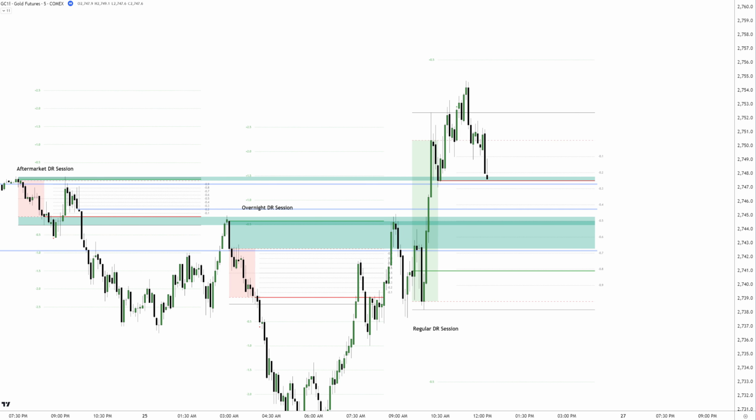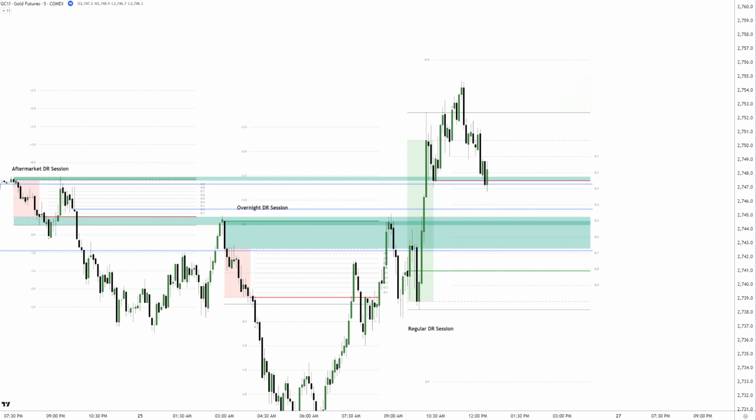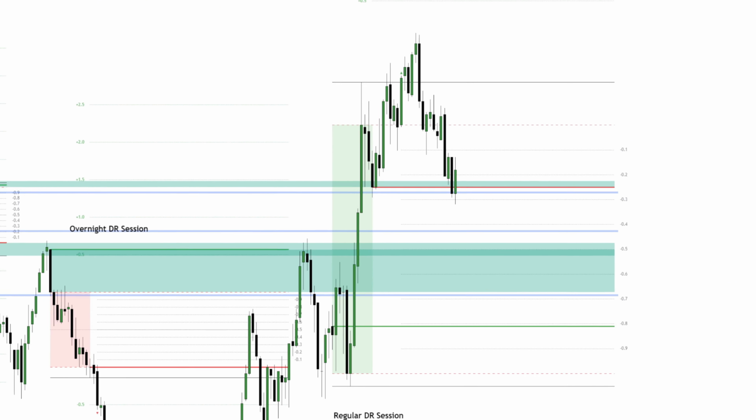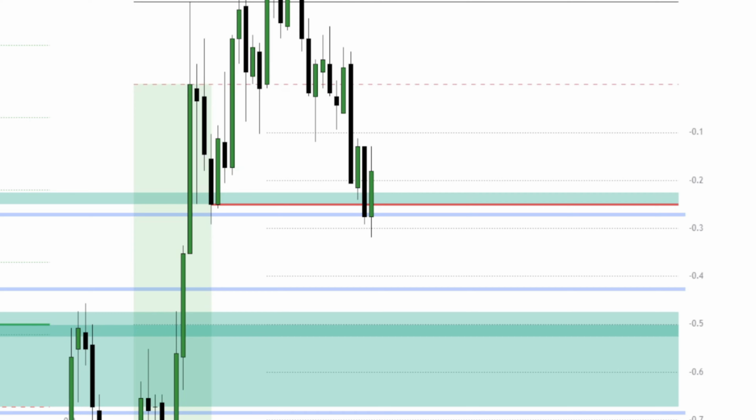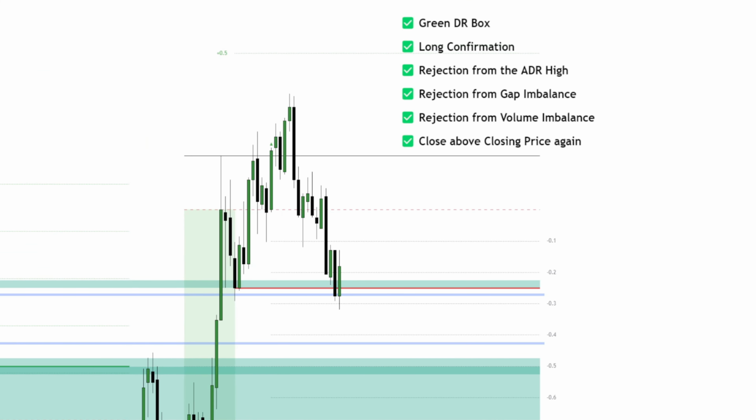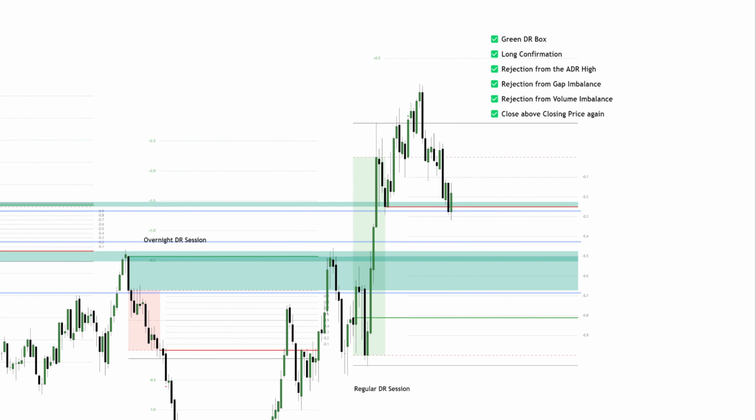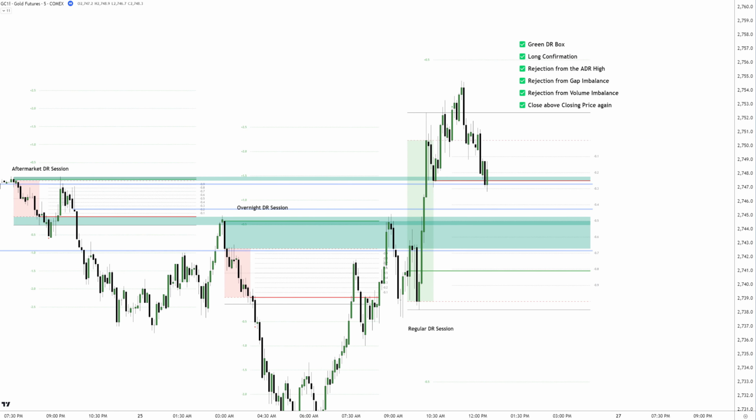Price pushes a bit higher before retracing into the range and reaching the first potential setup area. Look at the rejections from the bodies of the candles at the intraday gap imbalance. At this point, you have several confluences lining up: a green DR box, a long confirmation, rejections from the ADR highs, volume imbalances, the gap imbalance, and price closing back above the closing price. What more could you ask for?